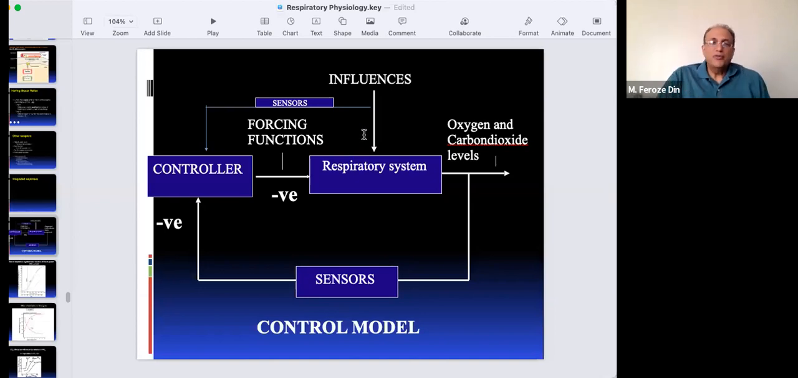Forcing functions, I think you've forgotten. Forcing function is a description of the influence the controller has on the controlled system. So in this case, our forcing functions are the increase or reduction of respiratory rate and depth and rhythm.